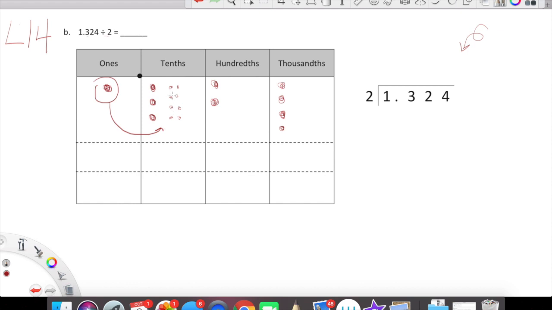You guys know that 1 one is equal to 10 tenths. I can't crack 1 in two parts. So I'm just going to move it over, and I'm going to cash in my 1 one for 10 tenths. Let's look at that here.